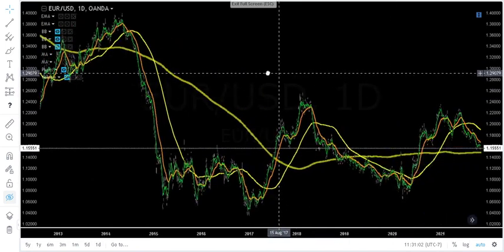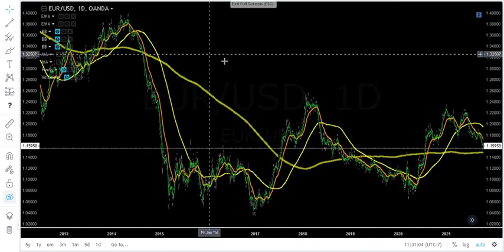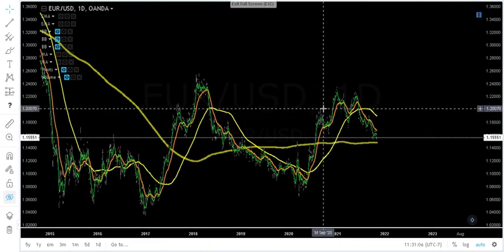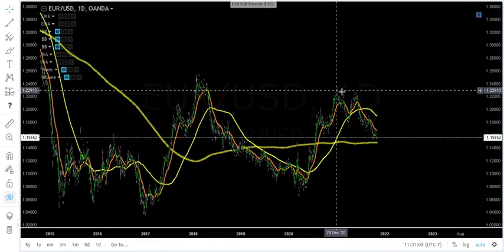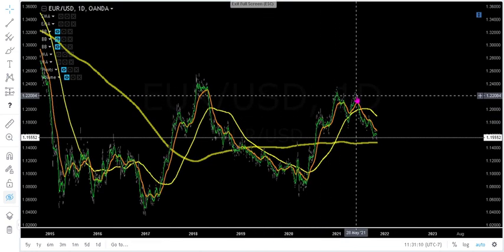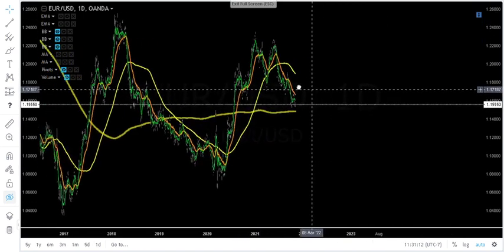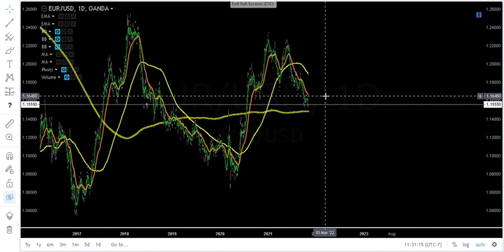So basically, lower low, lower low, lower low. Price never broke this. This is the previous high. Price never broke it. Okay, so overall big downtrend.